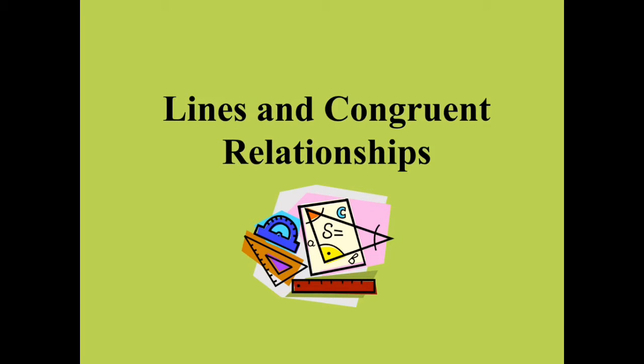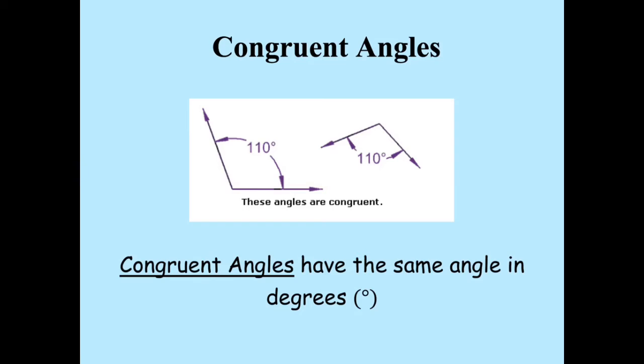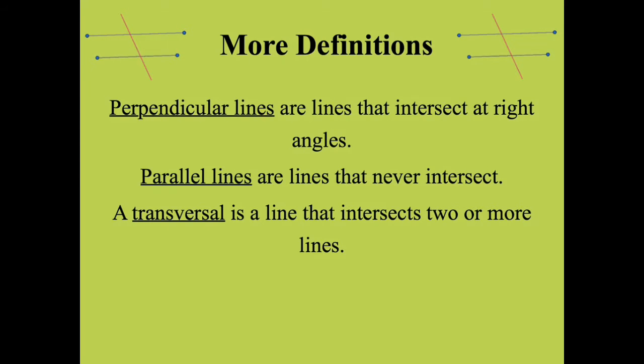The first concepts that we will begin with are different types of lines and congruent relationships. Congruent angles are angles that have the same angle in degrees, or they are equal, as seen here and here. Both angles are 110 degrees, therefore they are congruent.